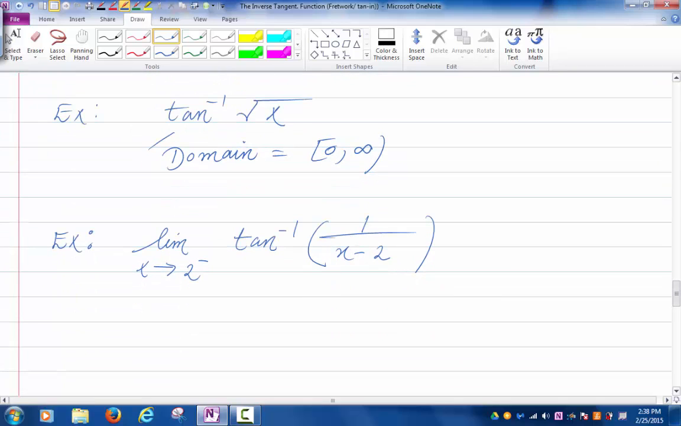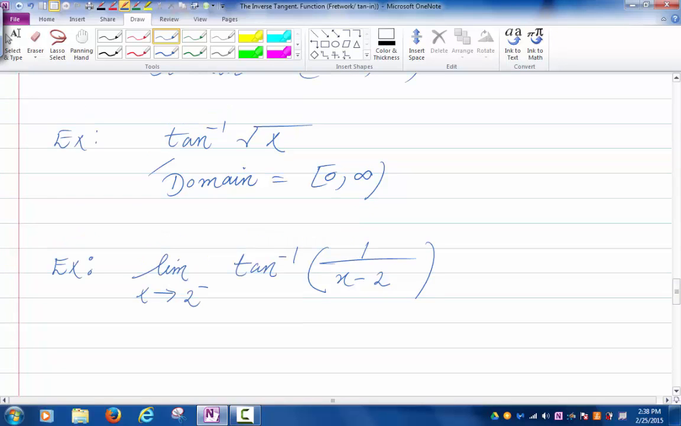Alright, now I have a limit question. What's the limit of tangent inverse of 1 over x minus 2 as x goes to 2 from the left? As x goes to 2 from the left.